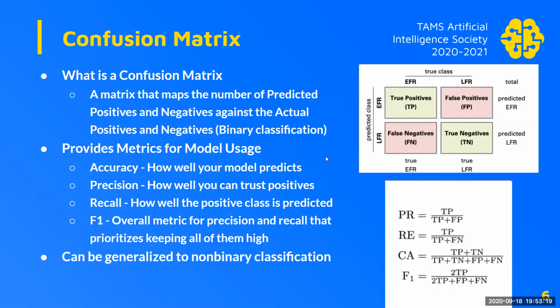And the next metric you can get from this is called precision. This is a measure of how well you can trust positive classifications from the model. So what does this mean? What I mean by how well you can trust positives is, if the model gives you a positive classification, how sure can you be that the model is right? And how would you find that?